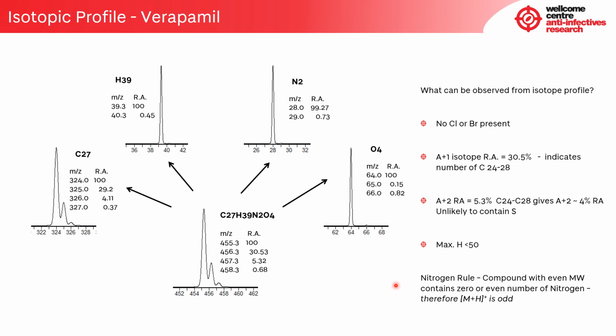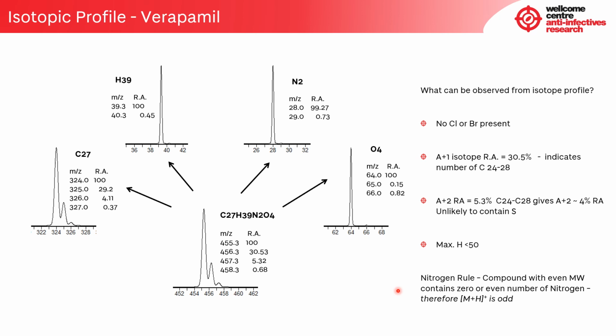Although not determined from the isotope profile, the nitrogen rule in mass spectrometry states that a compound with an even molecular weight contains 0 or even numbers of nitrogens. If a compound has an even molecular weight, it will have an odd protonated molecular ion, or M+H ion. In this case, we have an M+H of 455, indicating that the compound contains 0 or even numbers of nitrogens.